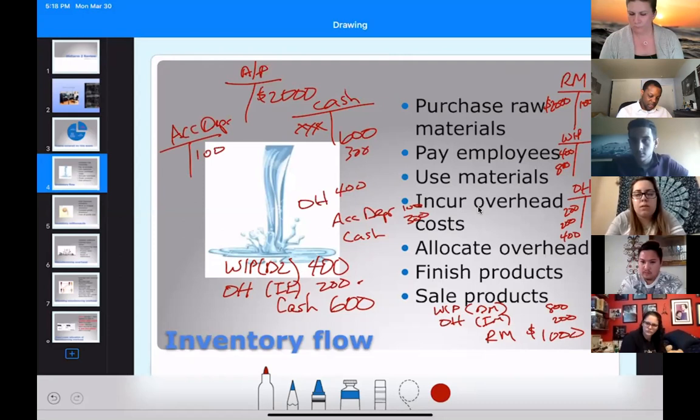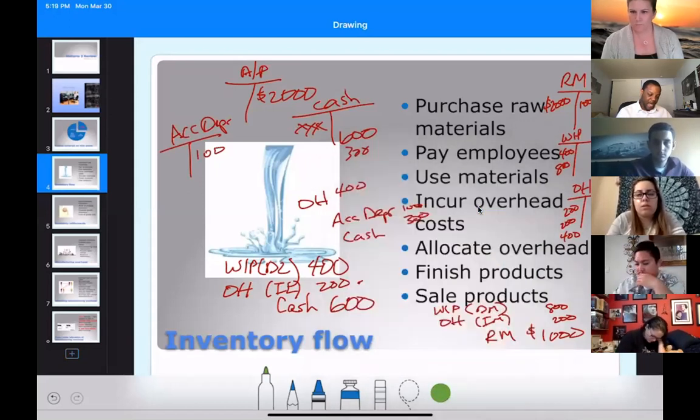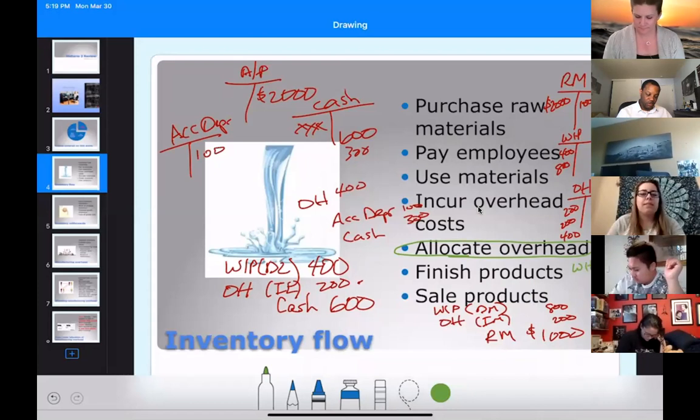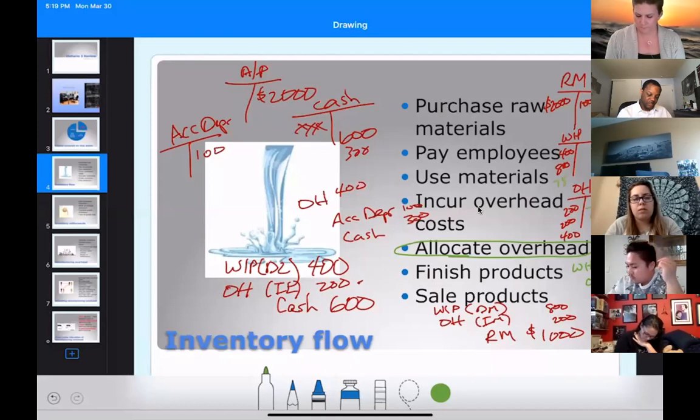Now, this is the one that I want you guys to be mindful of. And that is when we allocate overhead, the journal entry is a debit to work in process and a credit to the overhead account. Okay. So let's assume that we allocated $750. So that would be 750 here, adding 750 here.